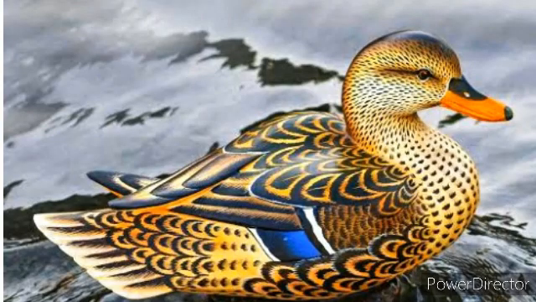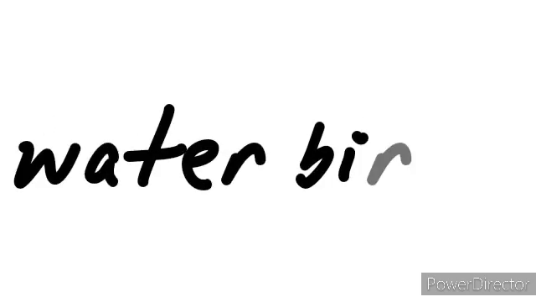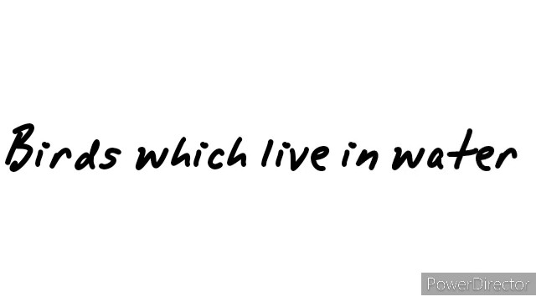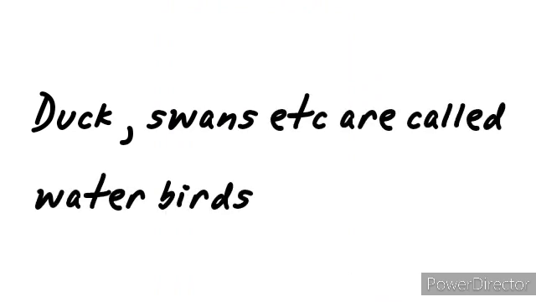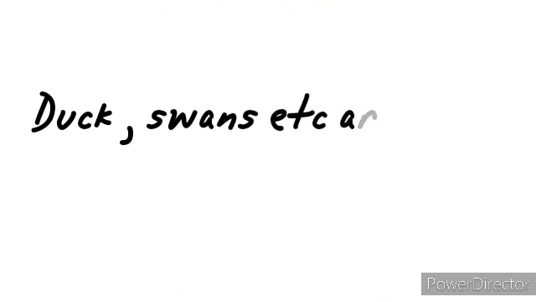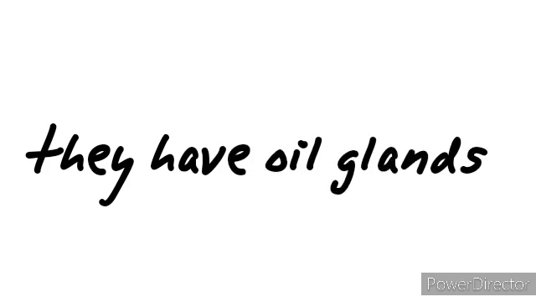Again, some birds such as duck and swan, they usually live near the sea, rivers, lakes and ponds. Such birds are called water birds. Do you remember? I think so. I told you about the birds which live in water have got a special type of feet. And what is that type of feet called? It is webbed feet. So duck, swan, they are called water birds, and they have oil glands which produce oil and prevent their feathers from getting wet.